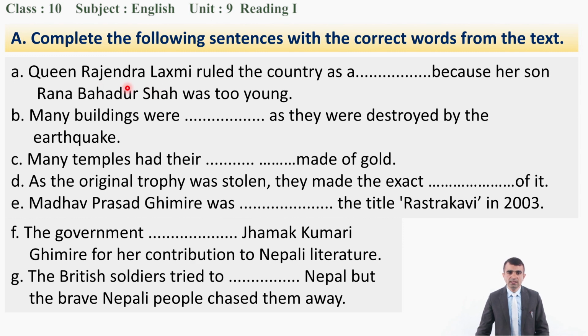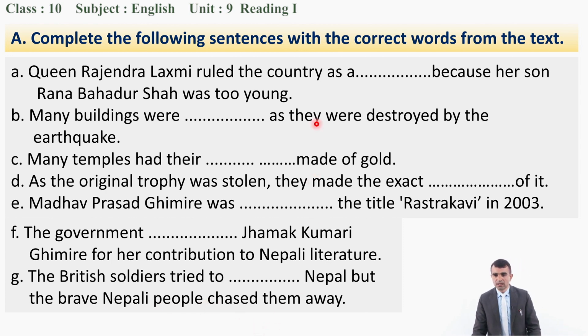Queen Rajendra Lakshmi ruled the country as a blank because her son Rana Bahadur Shah was too young. Think about the word to write here. Next, many buildings were blank as they were destroyed by the earthquake. Many temples had their blank made of gold. Next, as the original trophy was stolen, they made the exact blank of it. Statement E. Madhav Prasad Ghimire was blank the title Rashtra Kavi in 2003. F. The government blank Jamak Kumari Ghimire for her contribution to Nepali literature. G. The British soldiers tried to blank Nepal, but the brave Nepali people chased them away.